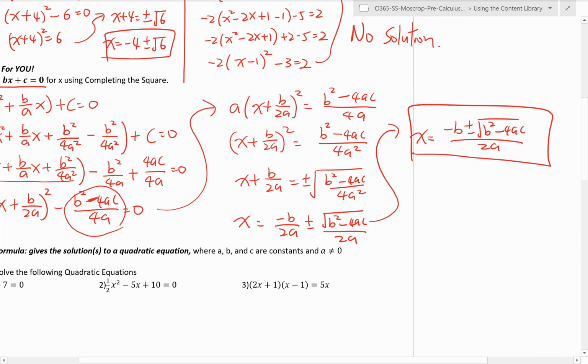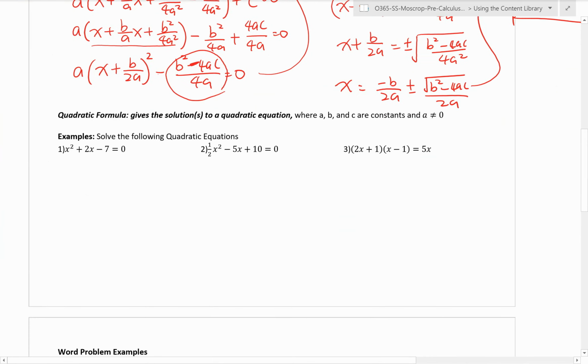The good thing about having this expression is that it can solve any quadratic equation. Any. It does not matter if it's factorable. It doesn't matter if there are decimals or fractions involved. Sometimes it's not easy to complete the square, right? Because you end up with fractions. But this will solve any quadratic equation.